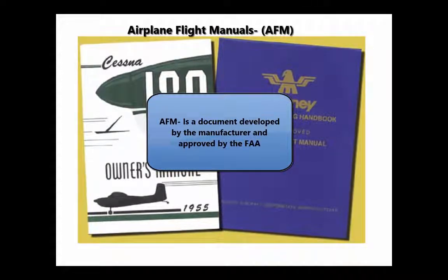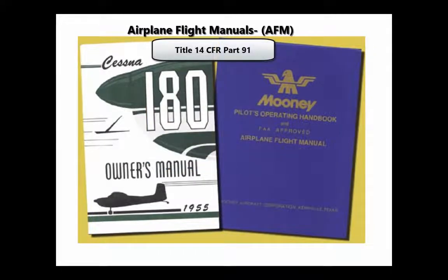An AFM is a document developed by the manufacturer and approved by the FAA. This book contains the information and instructions required to operate an aircraft safely. A pilot must comply with this information, which is specific to a particular make and model aircraft, usually by serial number. An AFM contains the operating procedures and limitations of that aircraft. Title 14 of the Code of Federal Regulations, 14 CFR, Part 91, requires that pilots comply with the operating limitations specified in the approved flight manuals, markings, and placards.